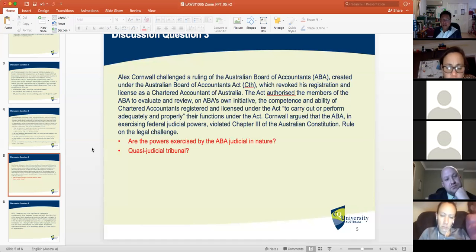But related to that is really the fact that the Administrative Appeals Tribunal can actually examine whether or not the ABA was acting, or the original decision maker was acting fairly. Because when it examines the question of whether it was acting fairly, it will actually be looking at the facts.